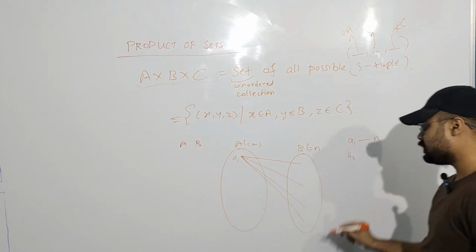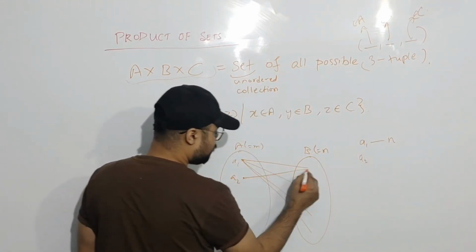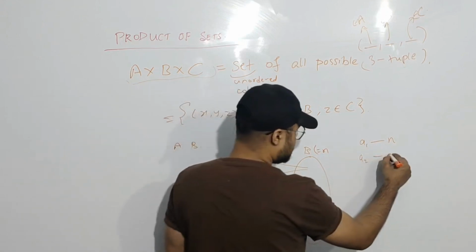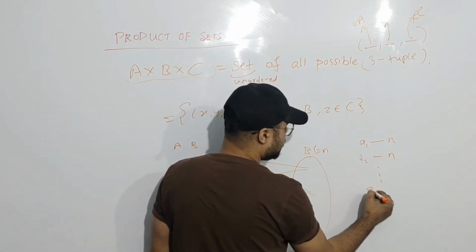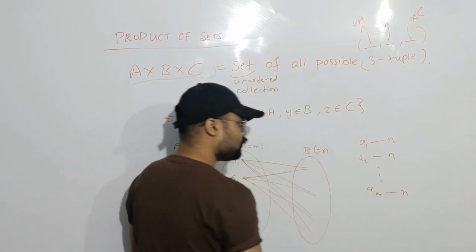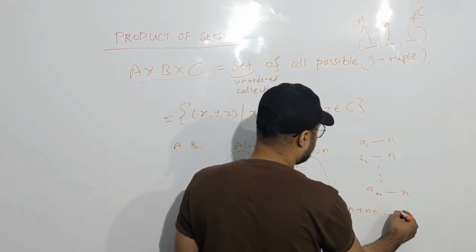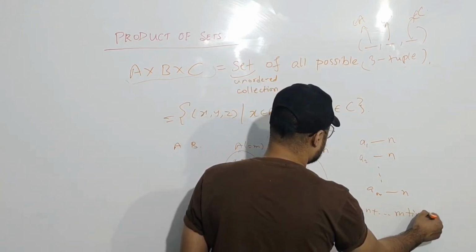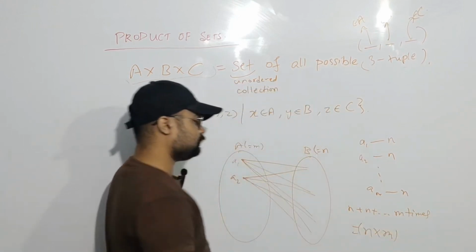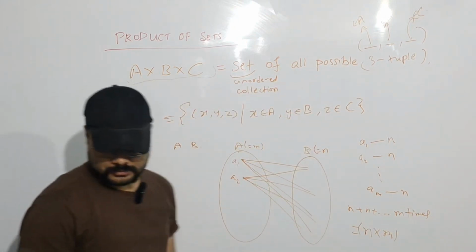Similarly, A2 will add, because now A2 will be connected with each element of B. So A2 will also add n elements, and so on. All the m elements are going to add n elements. So what is the number of ordered pairs? It is n plus so on m times, which is equal to n into m, which is equal to m into n.